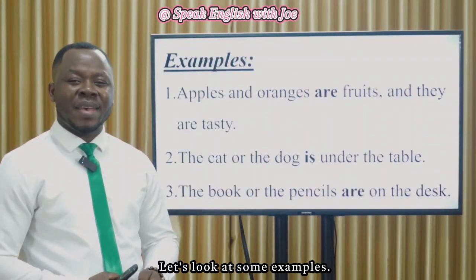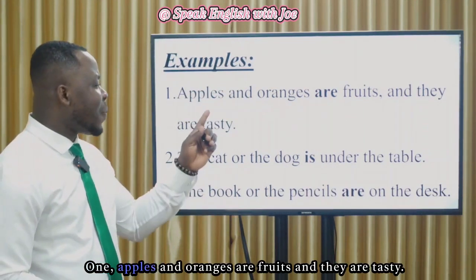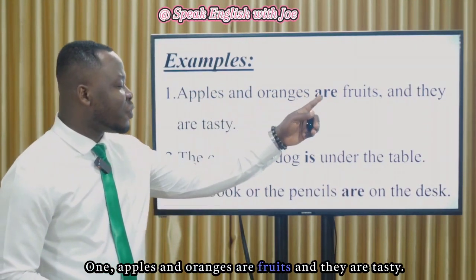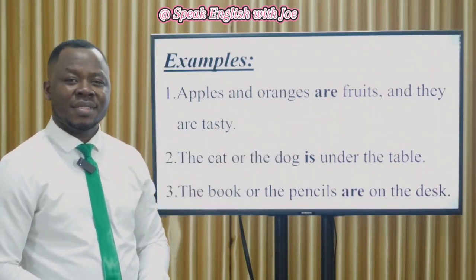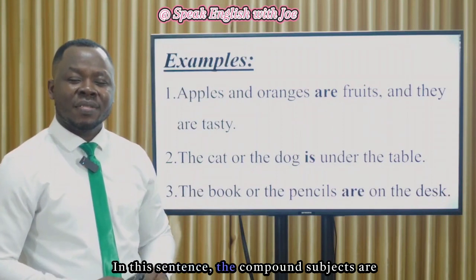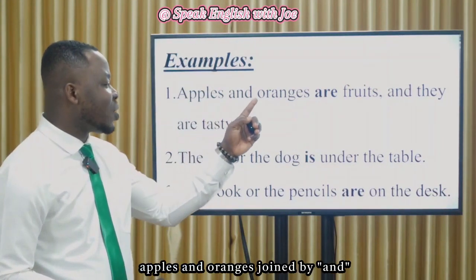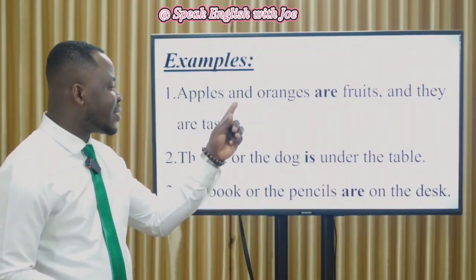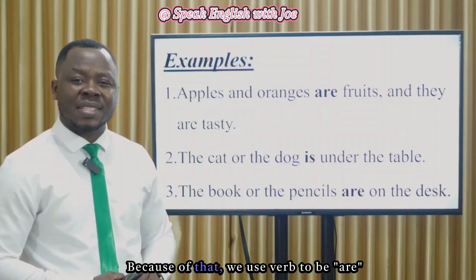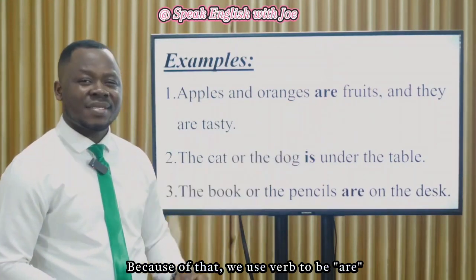Let's look at some examples. 1. Apples and oranges are fruits, and they are tasty. In this sentence, the compound subjects are apples and oranges, joined by and. Because of that, we use verb to be are.